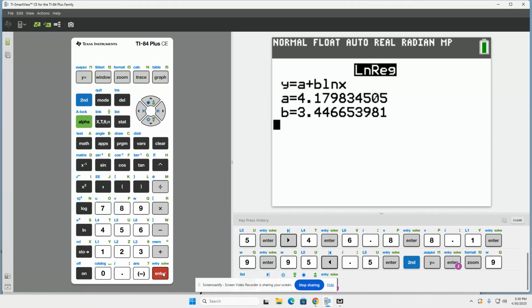So it is going to be y equals, we're going to go to 2 decimals, so that 9 rounds that up to an 8. So we're going to go with a equals 4.18 and b equals 3.45, so y equals 4.18 plus 3.45 ln of x. See, look, it gives you the formula and everything. You just got to plug these values directly into it.